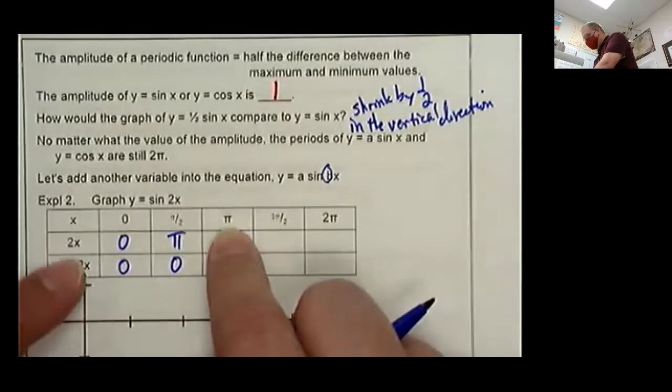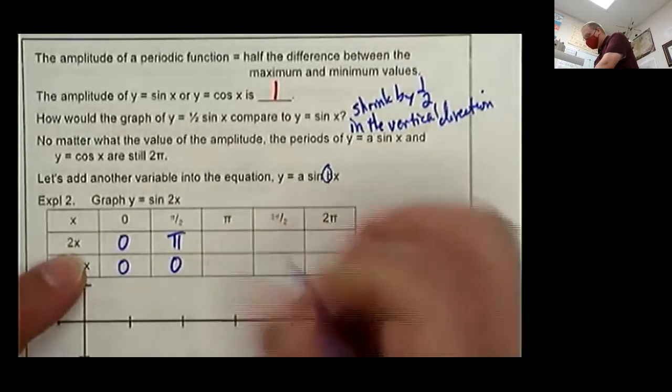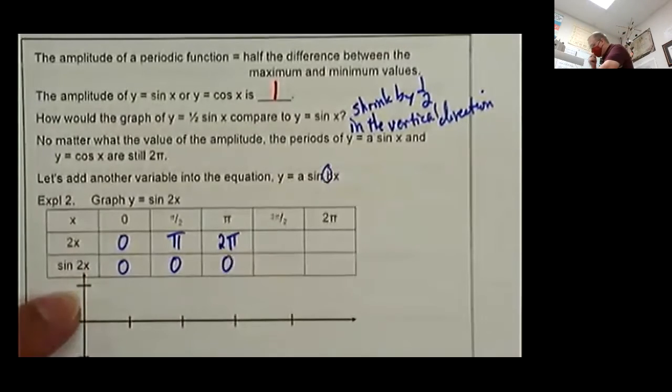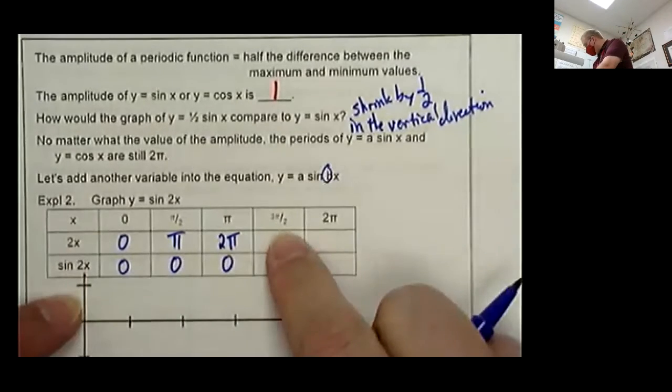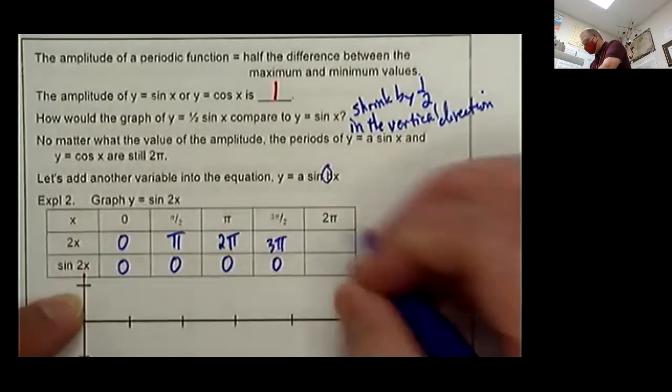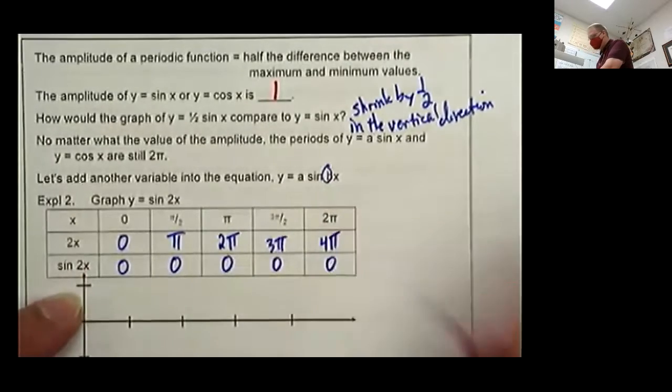We're going to take pi and we're going to double pi. Double pi would be 2 pi. Sine of 2 pi is 0. We're going to take 3 pi halves and double it. That gets us 3 pi. Well, sine of 3 pi is 0. And take 2 pi, double it, is 4 pi. Sine of 4 pi is 0.